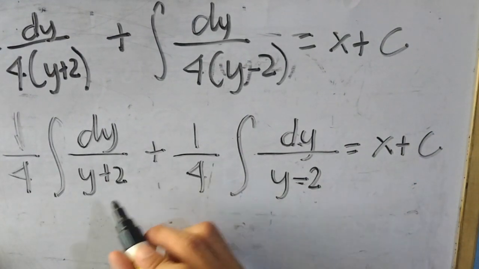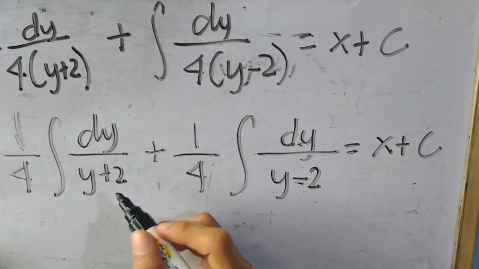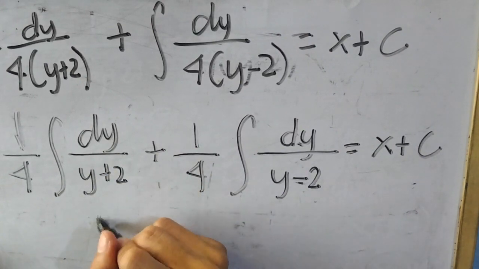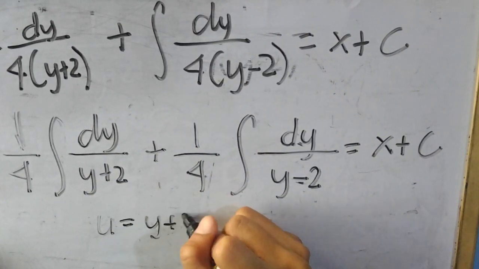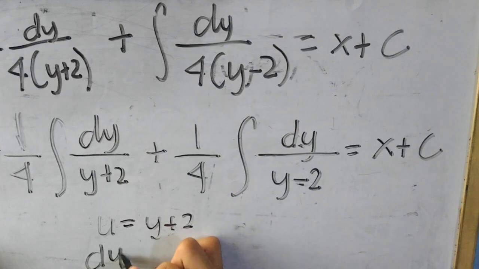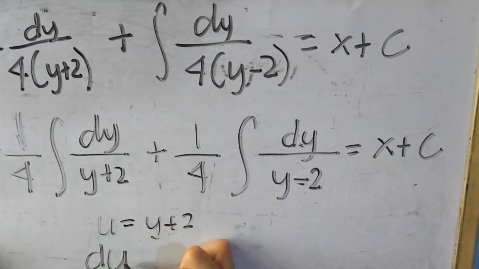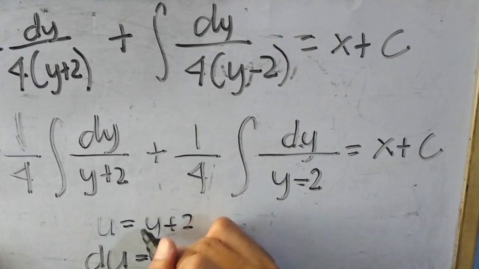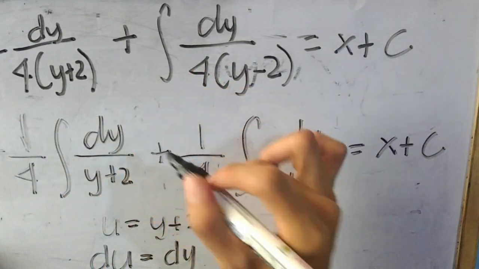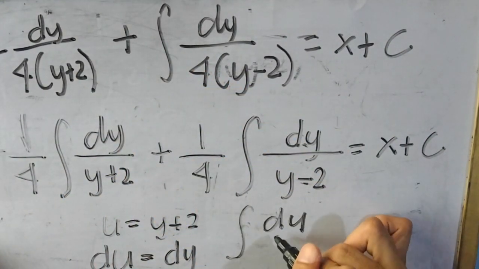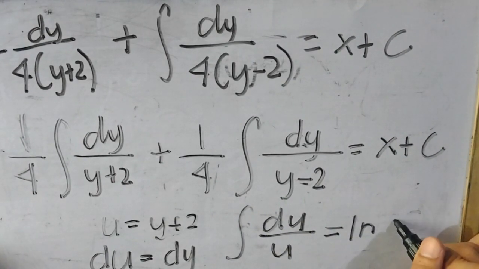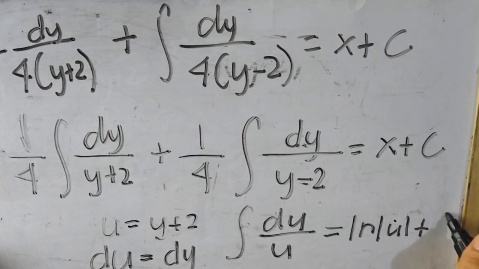So if you recall from your integral lessons before, if we let this denominator be u, let u equal y plus 2, the derivative of u is du, equal to the derivative of y plus 2, which is dy. So this falls to the integral of du over u, which is equal to ln u plus c.